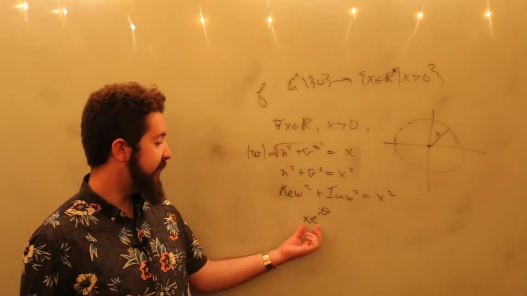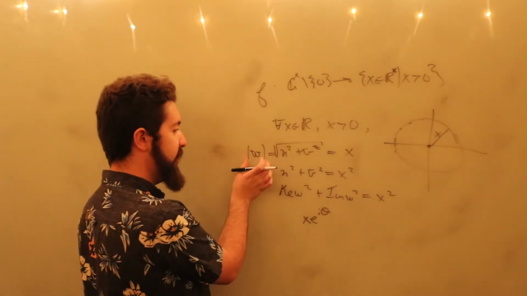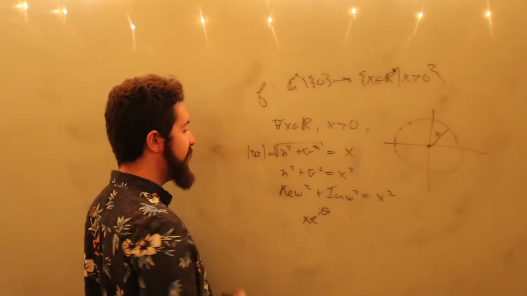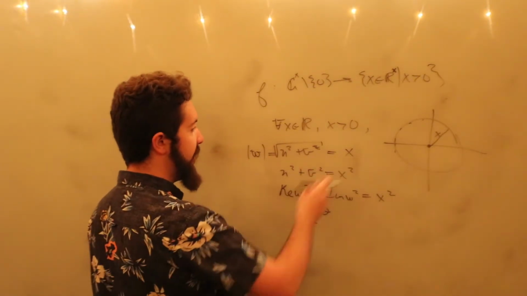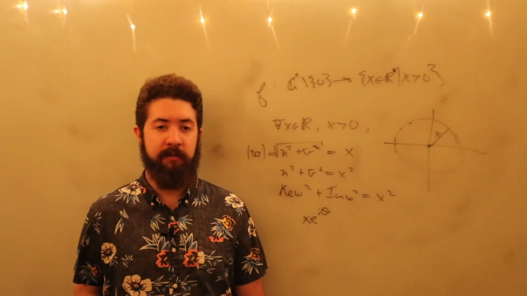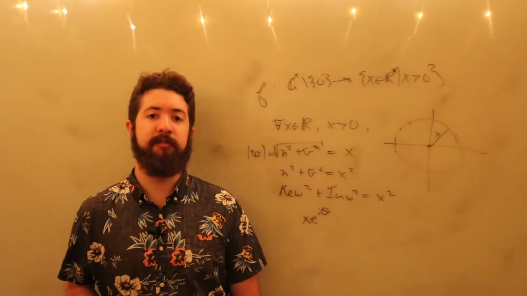Thus there exists at least one, in fact there exist infinitely many complex numbers w, namely x e to the i theta, such that the modulus of w is equal to x. Thus the modulus operation is an onto mapping from the complex numbers without zero to the positive real numbers.